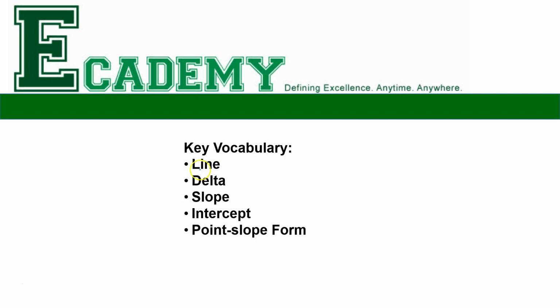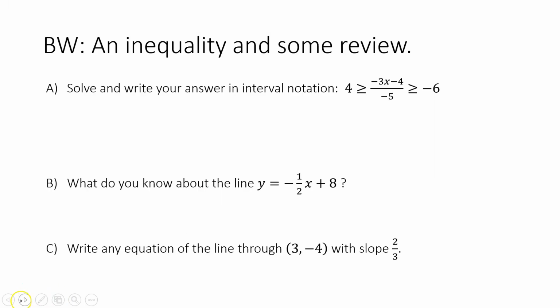So our vocabulary here: just line in general. Delta, which is a big triangle, the capital Greek letter, which means change. Slope we'll obviously talk about, and then the intercept, and we'll talk about point slope form.